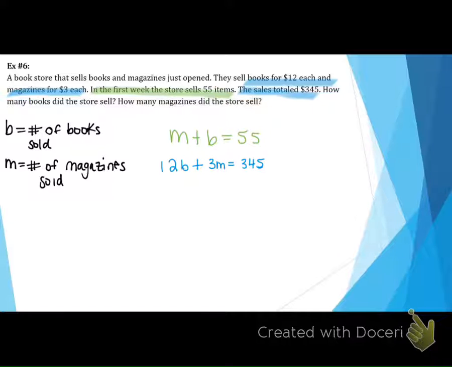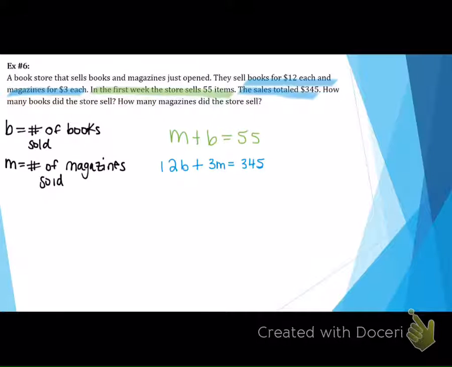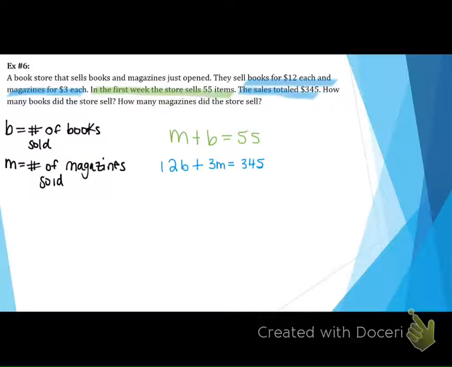So, if Emma bought 5 books, she would have to pay $12 per book, which is $60, right? But if Kaylee decided to buy 5 magazines, she would have to pay $3 each, which would be a total of $15. Does that make sense? Yes, Mom. So, that's why those are being multiplied, because we have to figure out the number sold to get that total price.